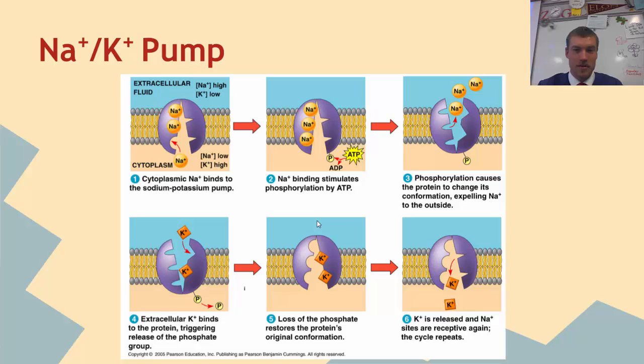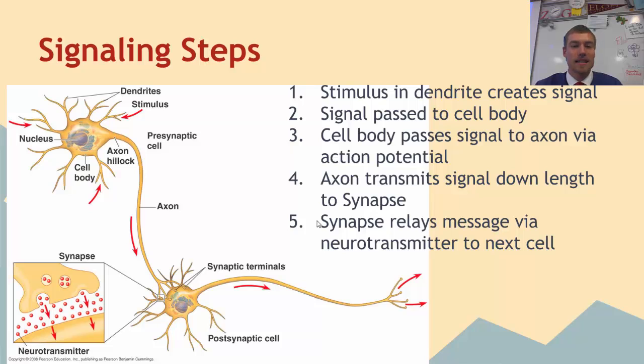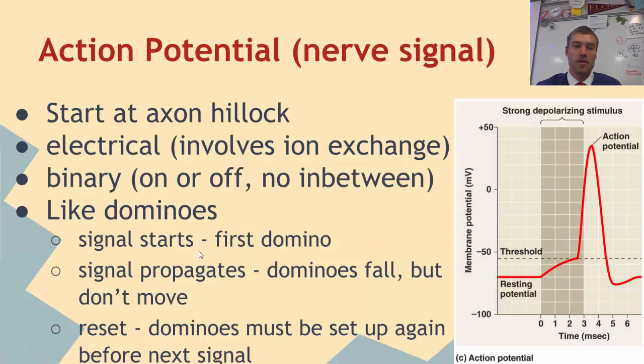So you see that all the things that we've talked about kind of build on each other and eventually come back together. So, signaling steps. Here is where we're now beginning to send a signal, and we're going to get into how action potential works. So you've got a stimulus in the dendrites or in the cell body. That signal is then passed through the cell body and sent to the axon, and that axon is then going to initiate an action potential at the axon hillock. The axons transmit the signal down the length to the synapse. The synapse is the space between one axon and the next cell, and then the synapse is going to relay the message via neurotransmitters. We're going to talk about each of those steps.